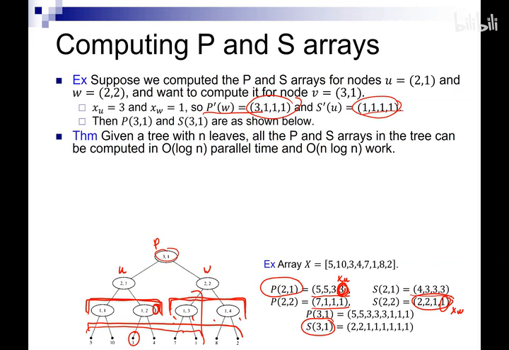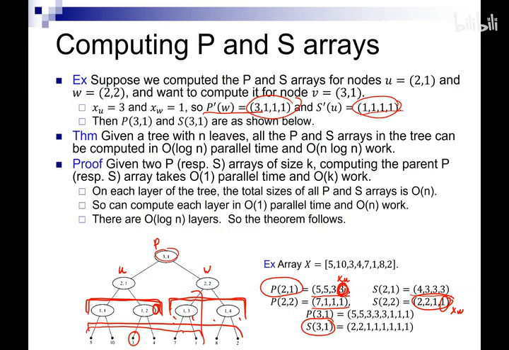The final thing to do is we're going to look at the time complexity for all this. If you have a tree with n leaves, then the claim is that all of these P and S arrays for this entire tree can be computed in log n parallel time and n log n parallel work, total work.